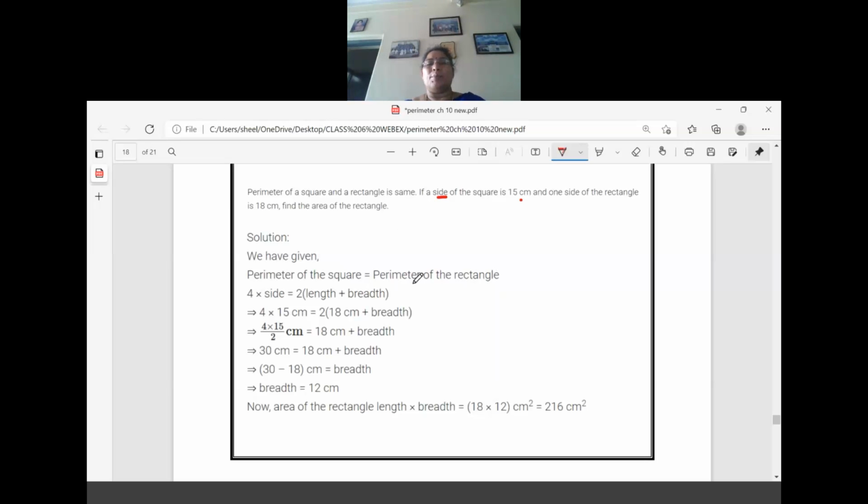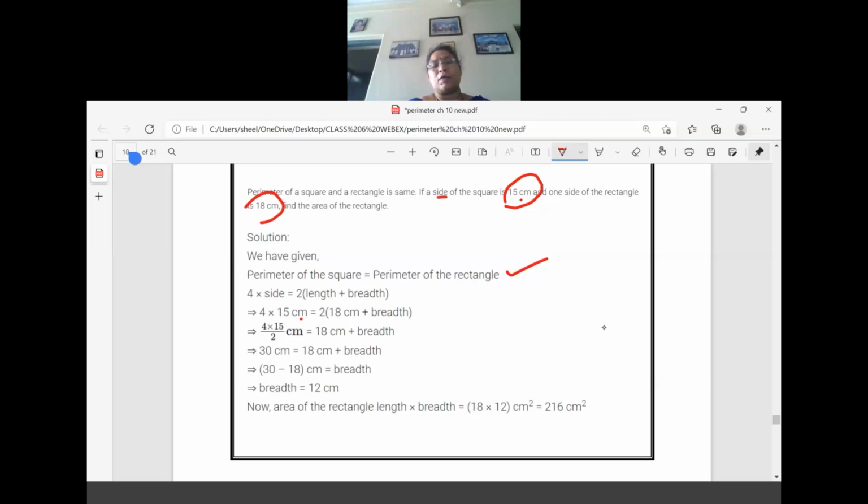So what is here? The perimeter of the square and the perimeter of the rectangle are both equal according to the question, right? Now what is the formula for the perimeter of the square? 4 into side. What is the formula for the perimeter of the rectangle? 2 into (L plus B). Now it is given that the square side is 15, and one side of the rectangle is 18. So we are substituting that.